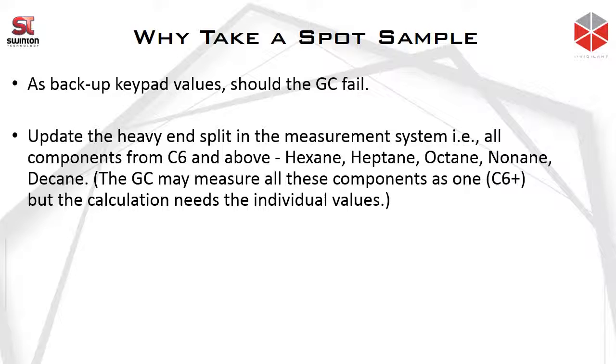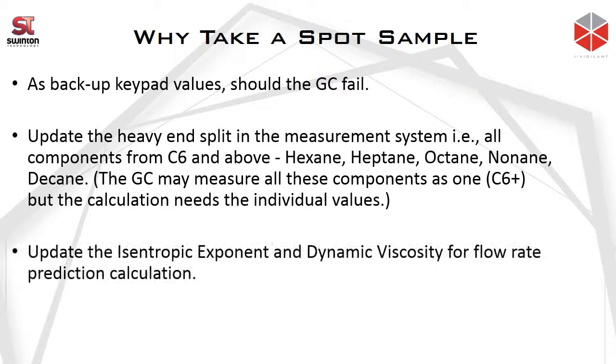In other words, all the components from C6 and above, from hexane and above. The GC may measure all these components as one, but the calculation of energy needs the individual values, especially at the heavy end, as that's where all the energy is. It can also be used to update the isentropic exponent and dynamic viscosity for flow rate prediction calculations.